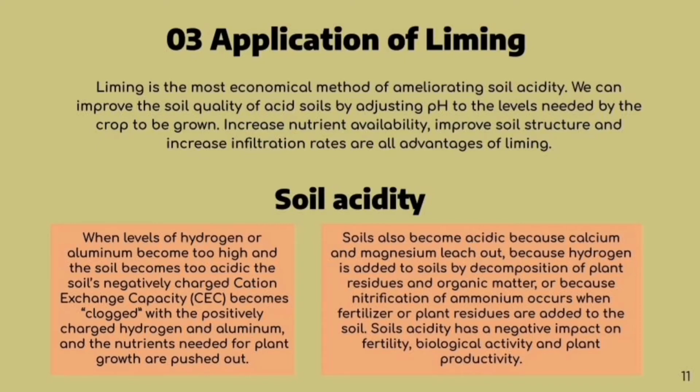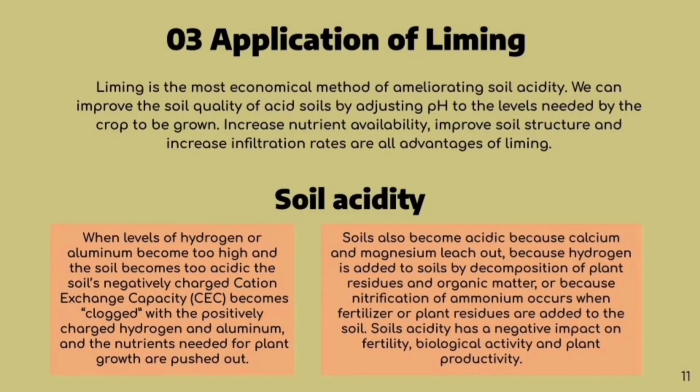Soil acidity. When the level of hydrogen or aluminum becomes too high and the soil becomes too acidic, the soil's negatively charged cation exchange capacity becomes clogged with the positively charged hydrogen and aluminum, and the nutrients needed for plant growth are pushed out.